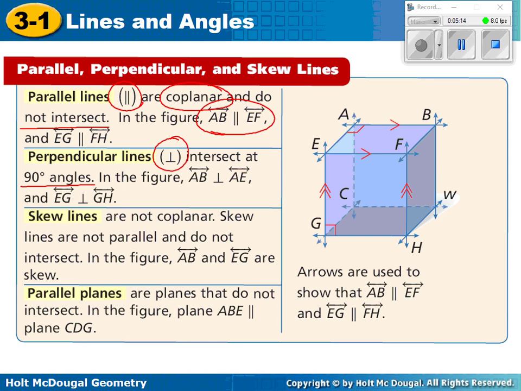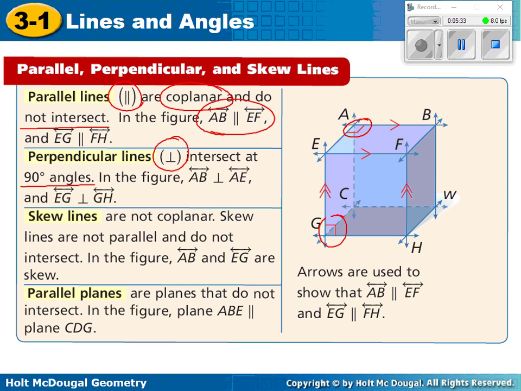Again, when you're looking at the picture, one way you can know for sure that they're perpendicular is they will put a right angle box in the picture. So you'll notice that there's some right angle boxes, so we know for sure that AB and AE are perpendicular, and EG and HG are perpendicular.